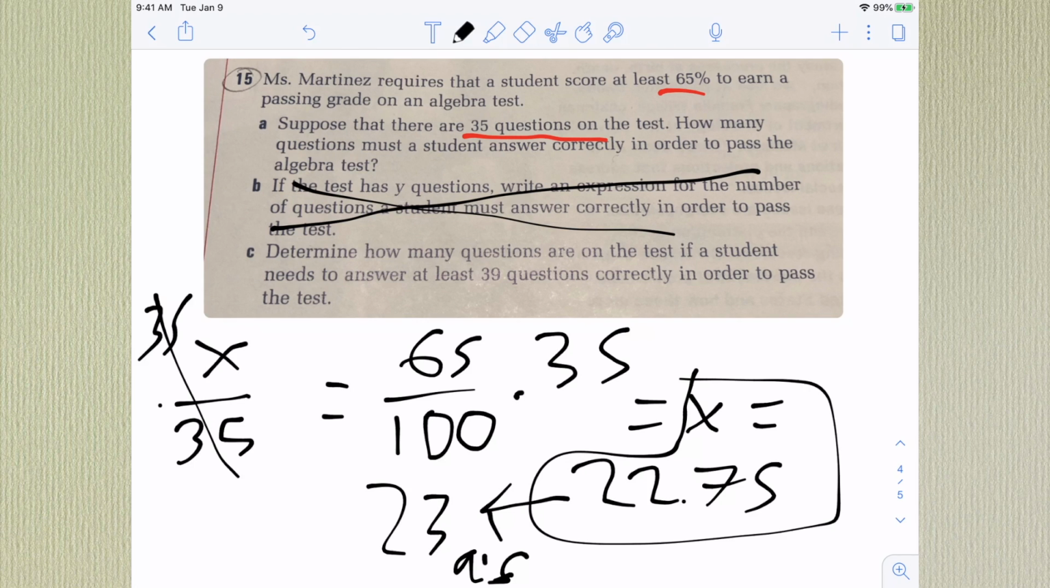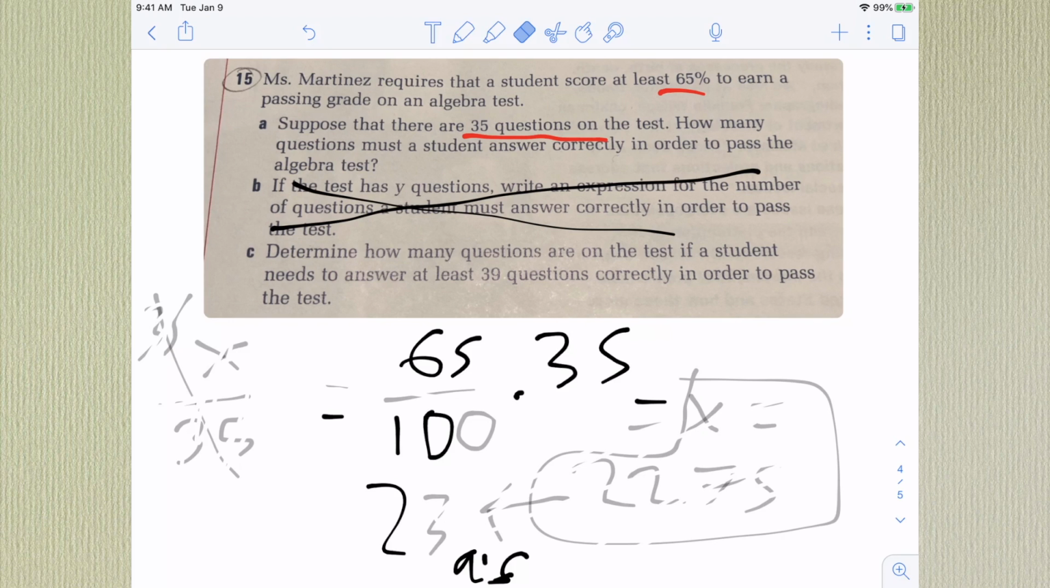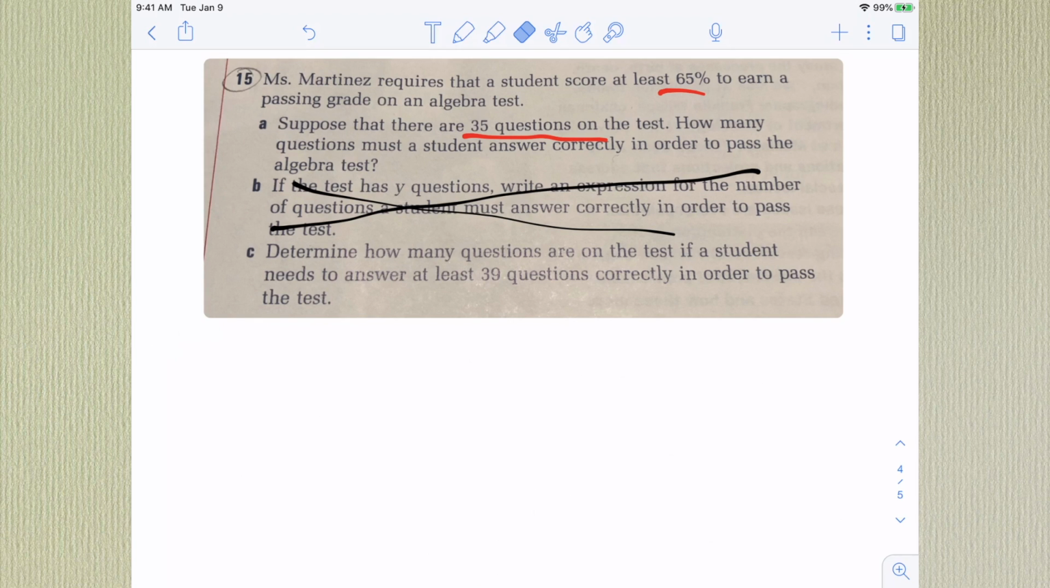So now I encourage you to try this next problem, C, on your own, if you can, because it is very similar, although there's one little tiny difference. Determine how many questions are on the test if a student needs to answer at least 39 questions correctly in order to pass the test.